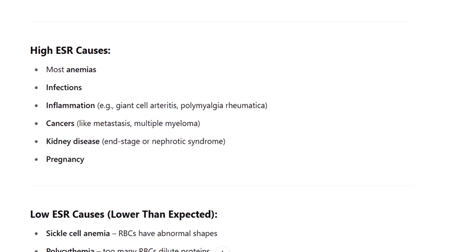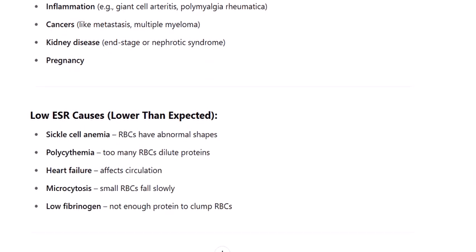High ESR causes: most anemias, infections, inflammation, e.g. giant cell arteritis, polymyalgia rheumatica, cancer, metastasis, multiple myeloma, kidney disease, end-stage or nephrotic syndrome, pregnancy.